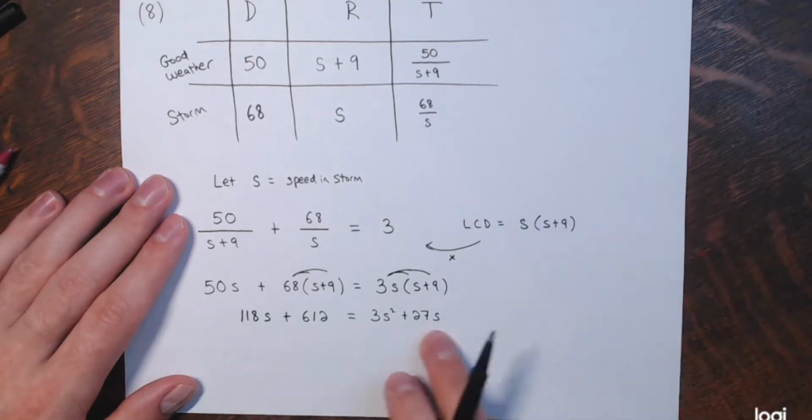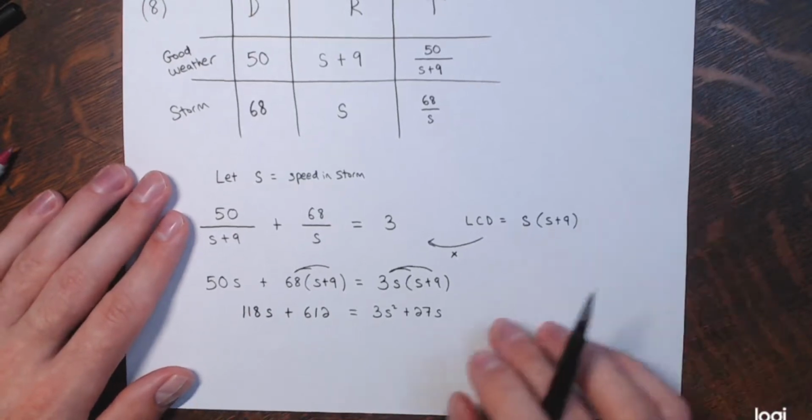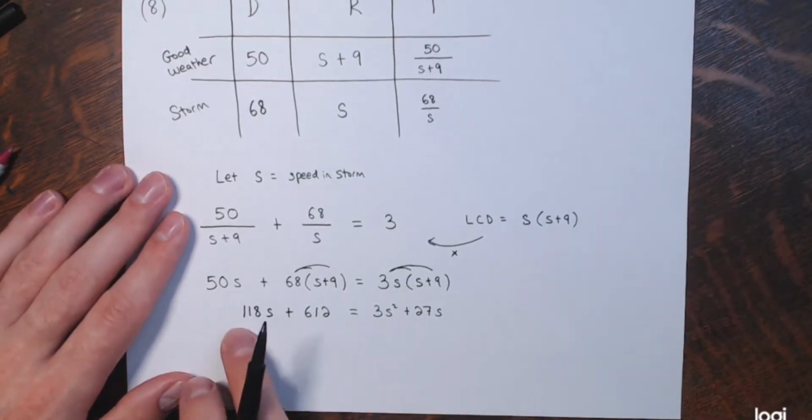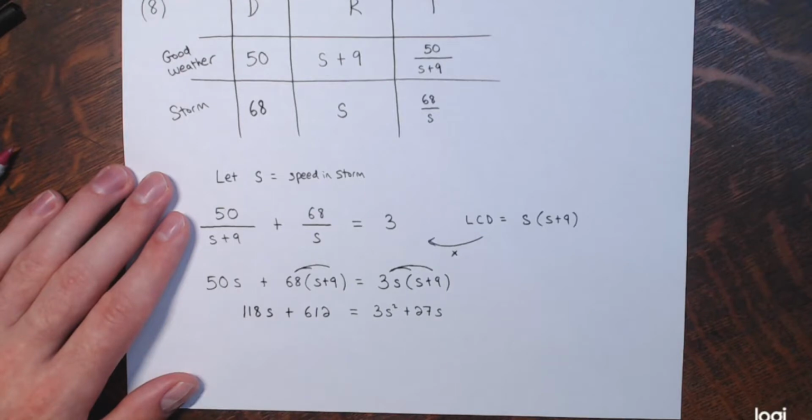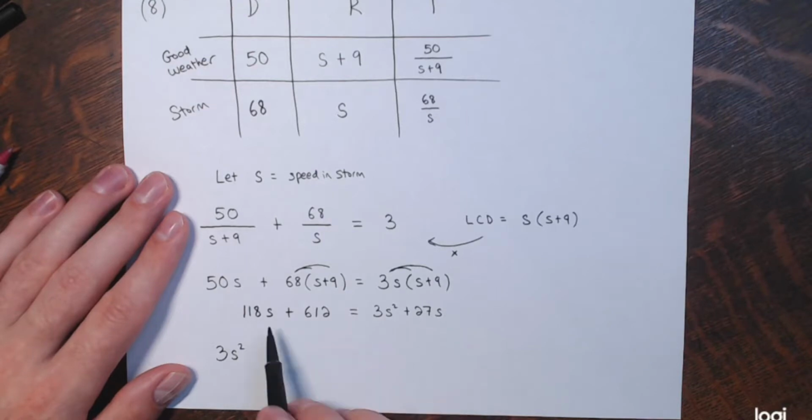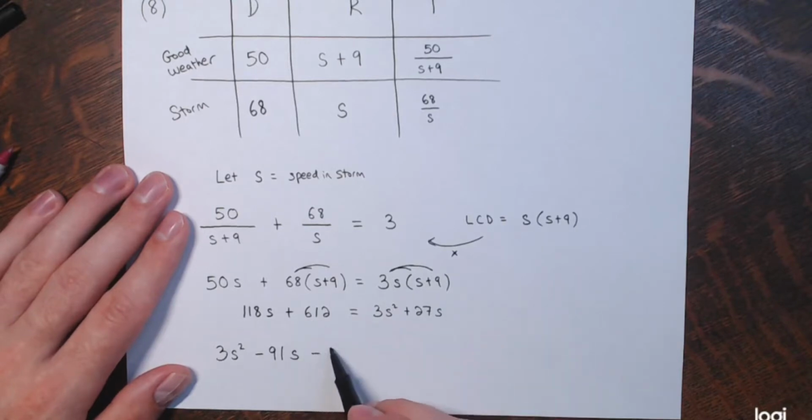Okay, then I'll take everything to the right. One thing I'm noticing is that everything is a multiple of 3. Nope, 118 is not a multiple of 3. Sorry. Alright, so we have 3S squared. Then if I subtract 118S, that'd be negative 91S. 91 plus 27 is 118, so yeah, negative 91S. And then minus 612. And then this equals 0.